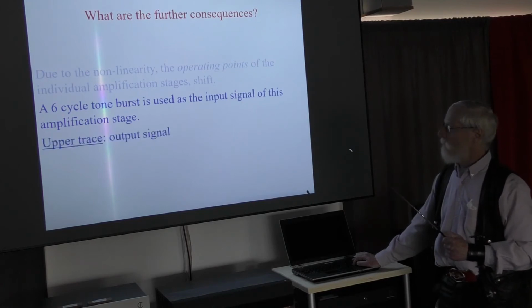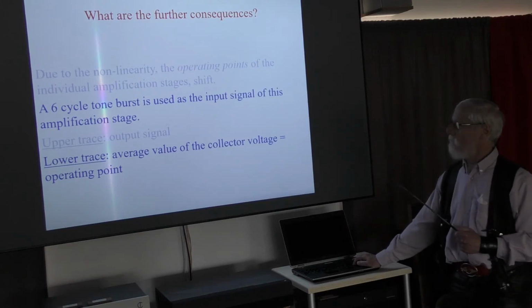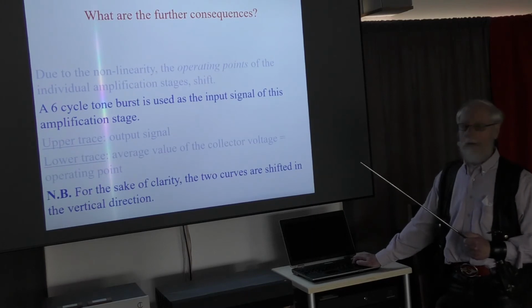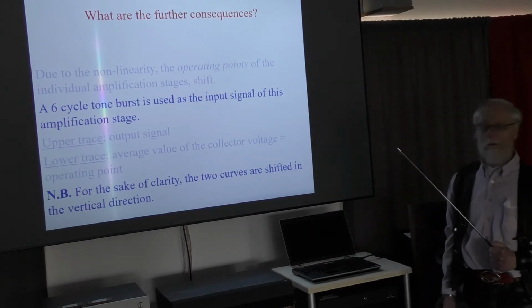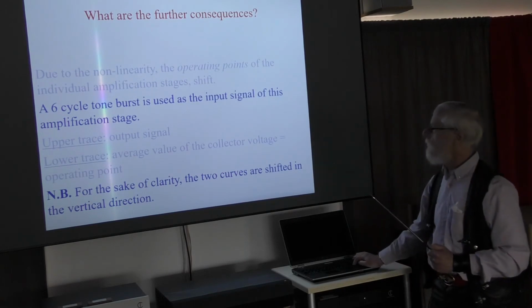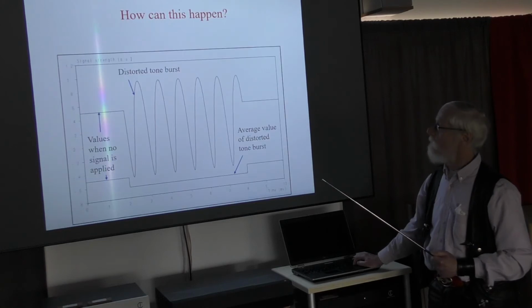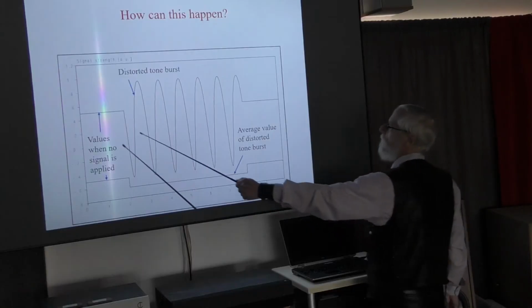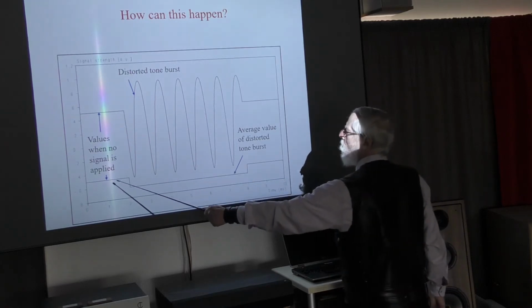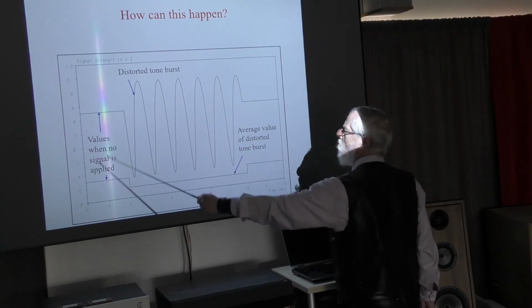The upper trace is the output signal, the lower trace is the average value of the collector voltage, which is actually the operating point. And for the sake of clarity, I've shifted the two from each other so you can see the curves more clearly. But it's not caused by the effect, it's just me that did it. So we have the distorted tone burst. This is the operating point when no signal is applied. Basically these are the same.